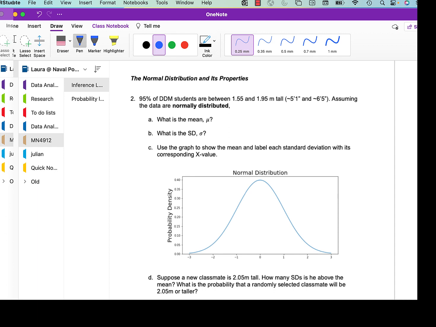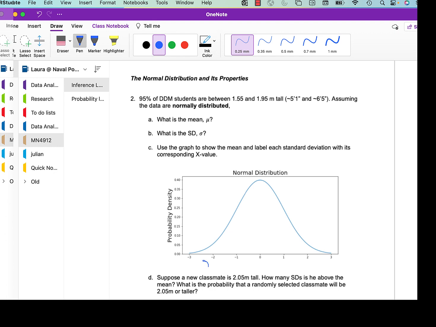So what's the mean? Well, the mean is going to be, if it's normally distributed, halfway between 1.55 and 1.95 meters tall. I think the easiest way to say it is that 95% of students are between 1.55 and 1.95 meters tall, which sounds like plus or minus 2 standard deviations of a normal distribution, right? That 95% is usually plus or minus 2.